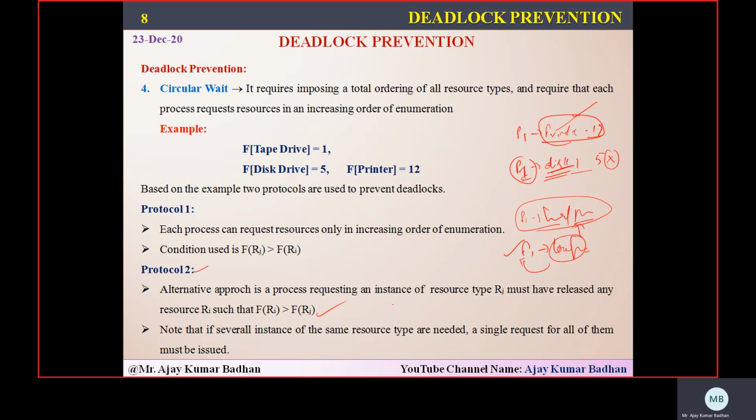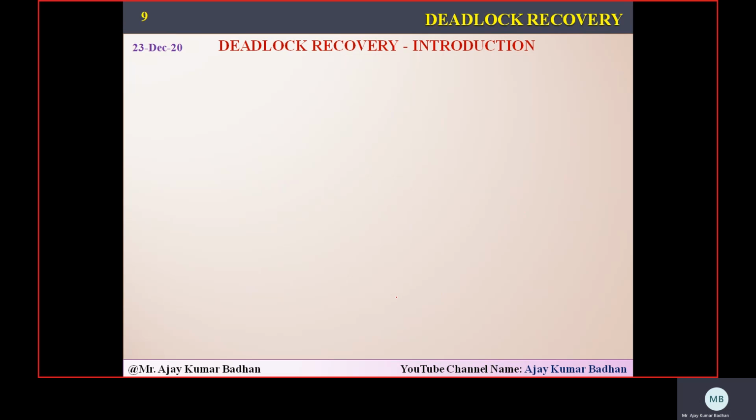So these are the two protocols. If you are implementing any one of them, automatically the chain will be removed. Means what are the four things we have? Mutual exclusion, hold and wait, no preemption, and circular wait. One of the conditions will be eliminated. So definitely deadlock will not take place. It's very, very easy. So that is all about the deadlock prevention method. So that is the whole scenario we are going to do.